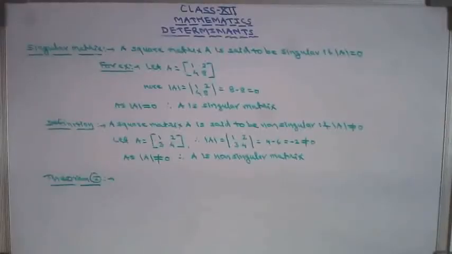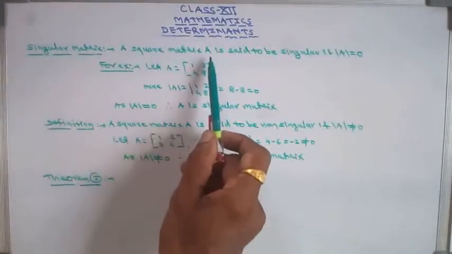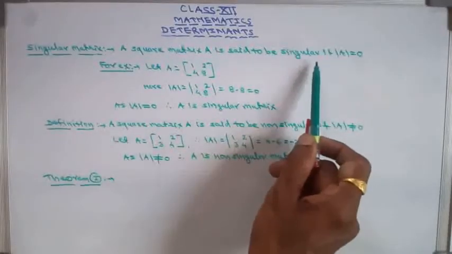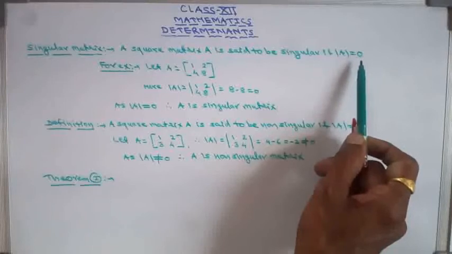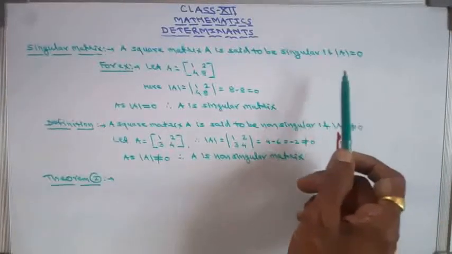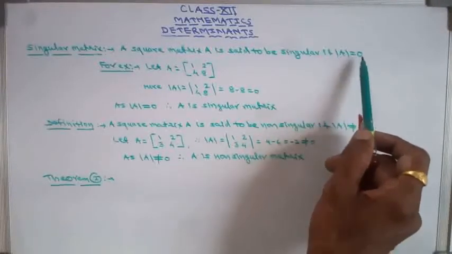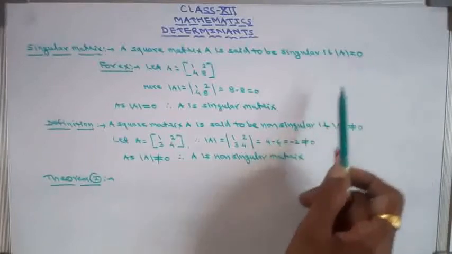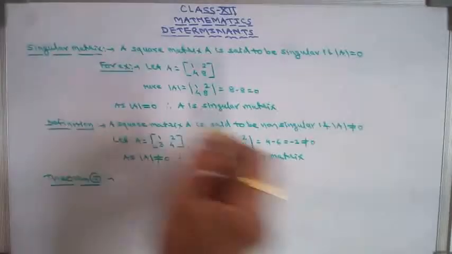Students, now come to another definition, that is singular matrix. What is a singular matrix? See here, a square matrix capital A is said to be singular if determinant of A is equal to 0. If any matrix is given and the value of the determinant of that matrix comes to 0, then we can say the given matrix is a singular matrix.